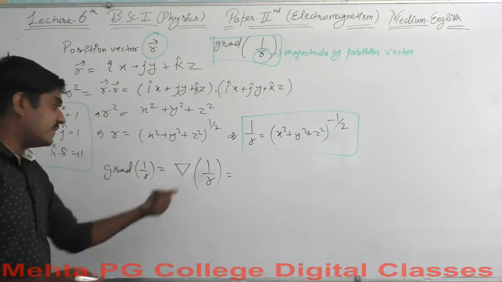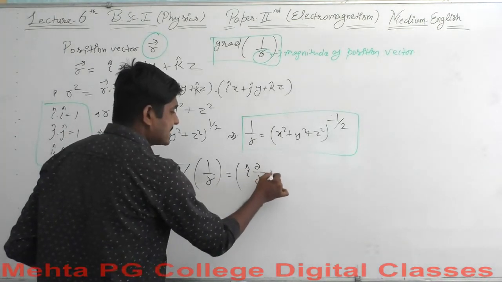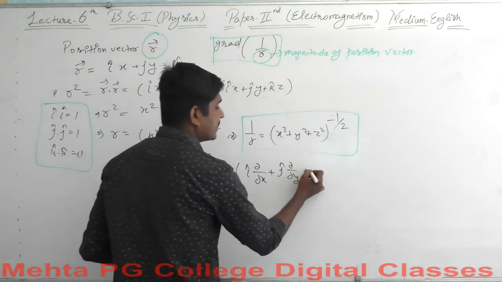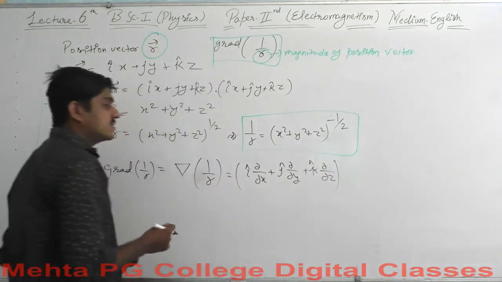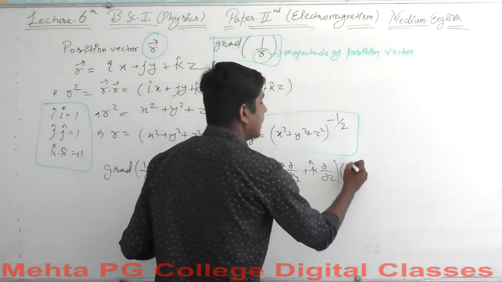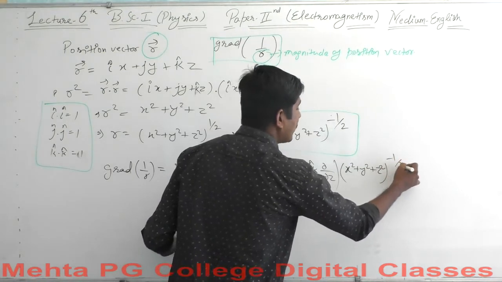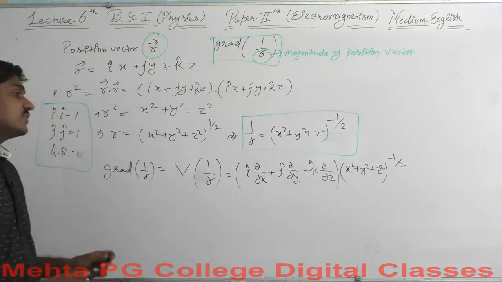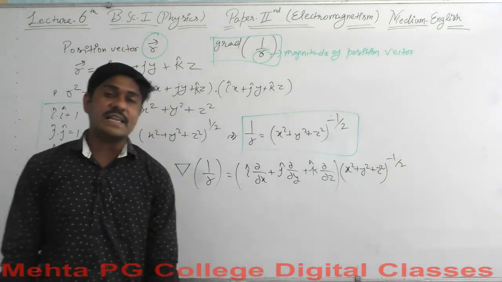Let's use the values. The del operator will be i cap ∂/∂x plus j cap ∂/∂y plus k cap ∂/∂z. So this is it. But also the value of 1 by r is (x² + y² + z²) to the power minus 1 by 2. This is it. So we will start with some literal mathematical calculation here.